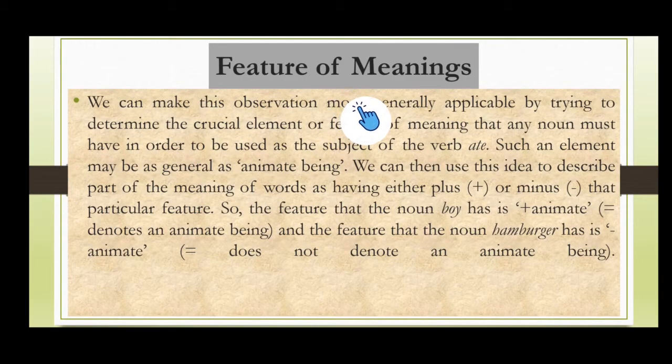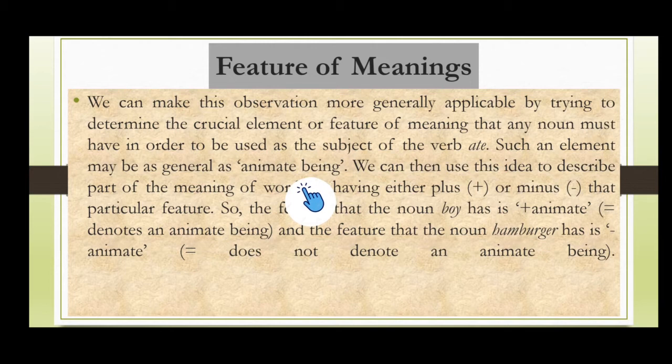Feature of meaning. Now, the problem "the hamburger ate the boy" can be solved through knowing the feature of meaning. We can make this observation more generally applicable by trying to determine the crucial element or feature of the meaning that any noun must have in order to be used as the subject of the verb ate. Because we cannot use any noun as the subject of the verb ate, we can use a noun that has the capability of eating. Such an element may be as general as animate being, so it must be animate, because for ate you can use such kind of subject which is animate.